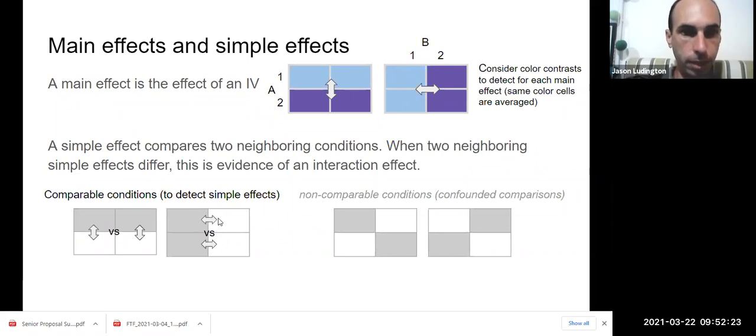Here we have another 2 simple effects that differ on level B, variable B, sorry. 2 simple effects which compare a pair of conditions that differ in level B. They differ in level B1 to B2 and another B1 to B2. And here we have non-comparable conditions, you can say.